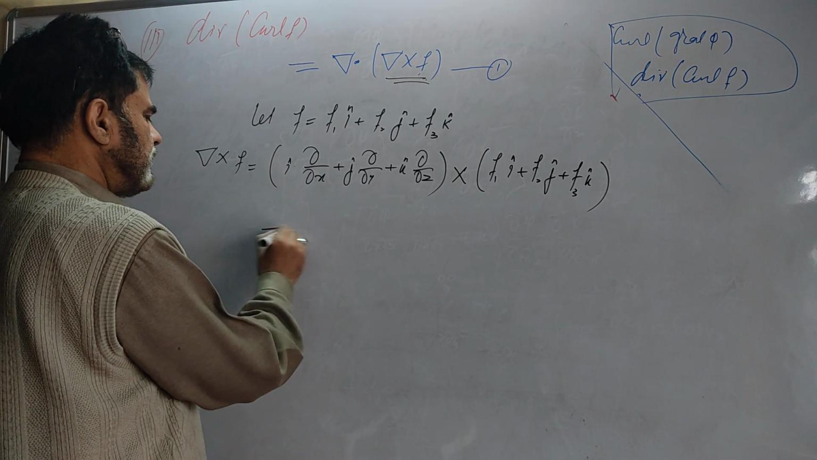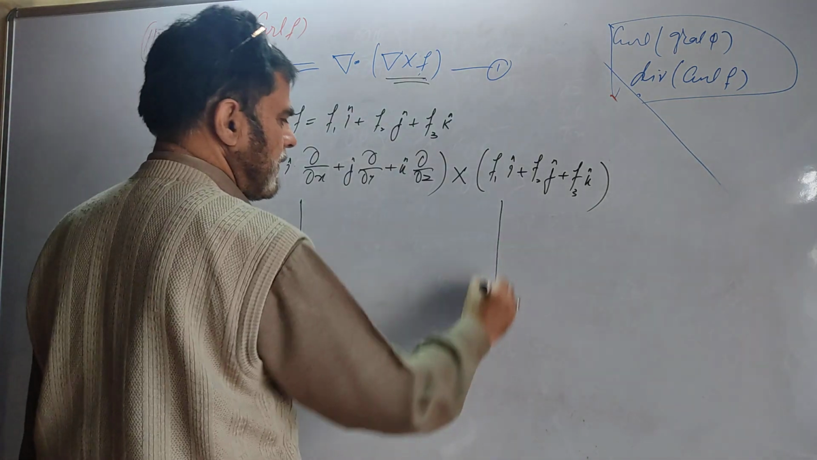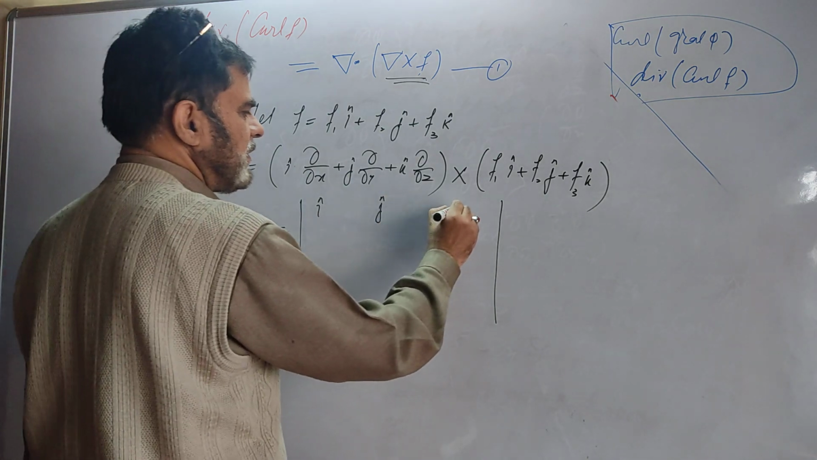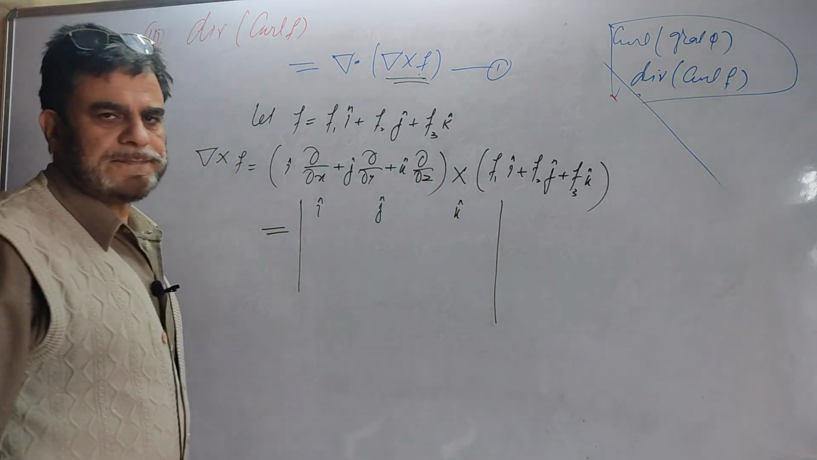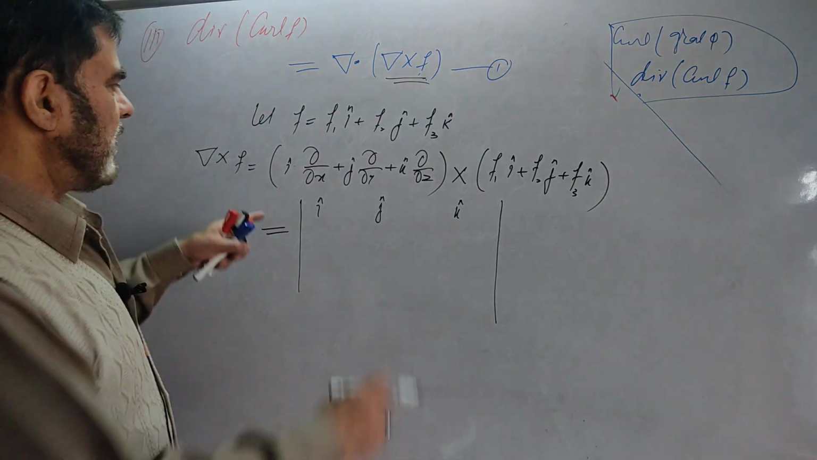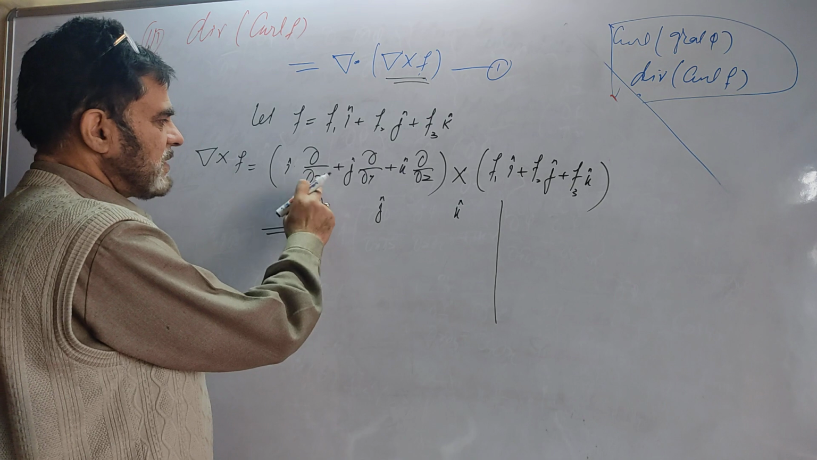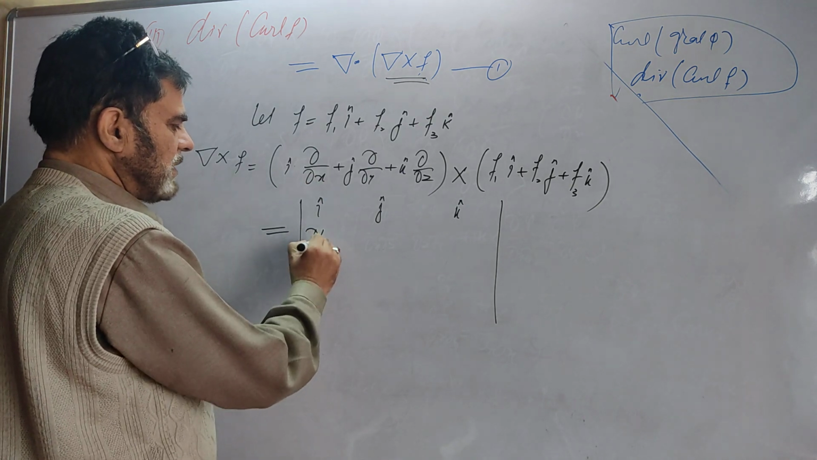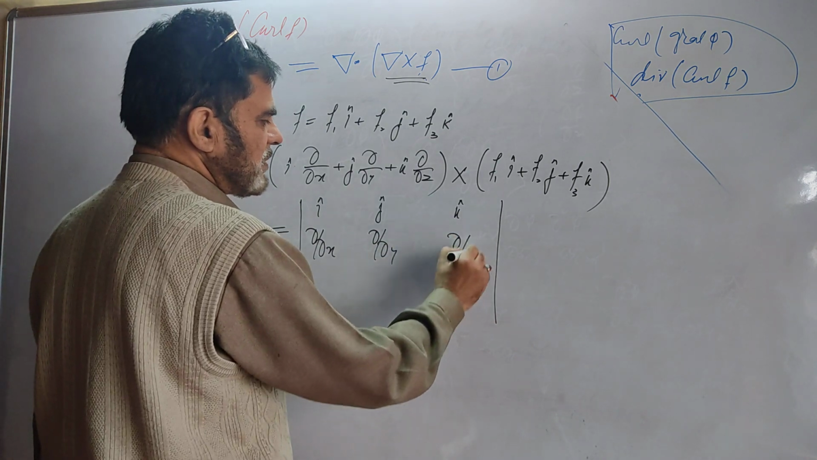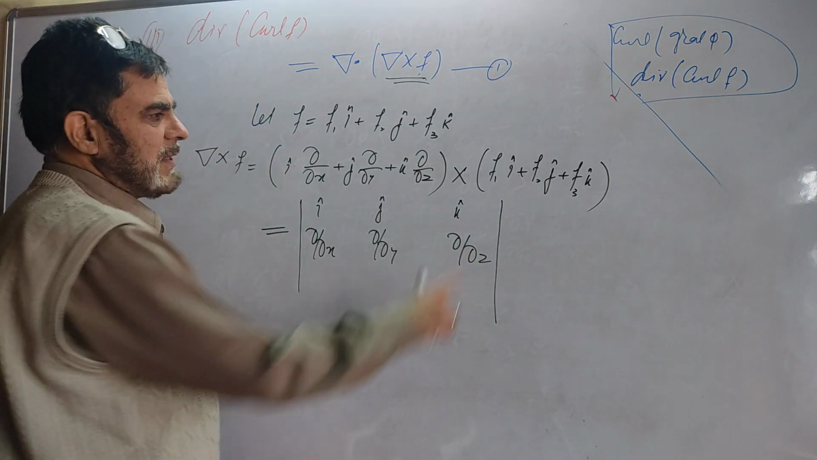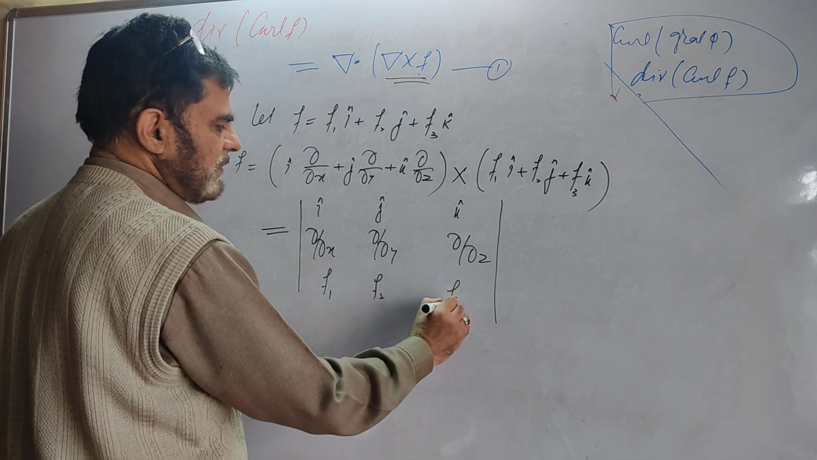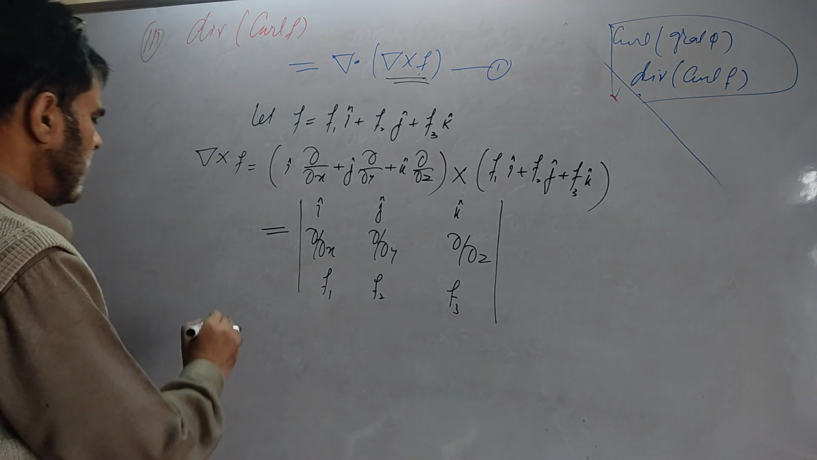This is equal to the determinant of I, j, k. First row we replace by I j k, and here we write the components of this first vector. It is dou by dou x, dou by dou y, dou by dou z. Then components of this is f1, f2, f3. Clear?